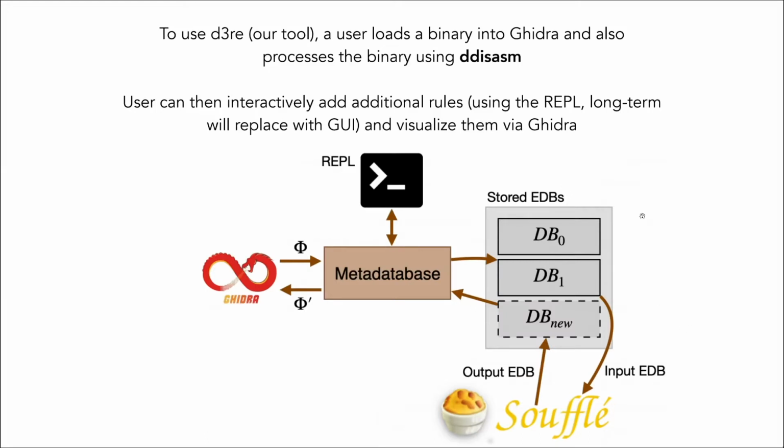So this is the workflow of our tool. First, you load a binary inside Ghidra, and then boot up our plugin, and you will get a repo. And when you have the repo, we will use DDisasm to build the metadatabase for your rules. So in your Datalog rules, you can directly use the relations inside DDisasm.